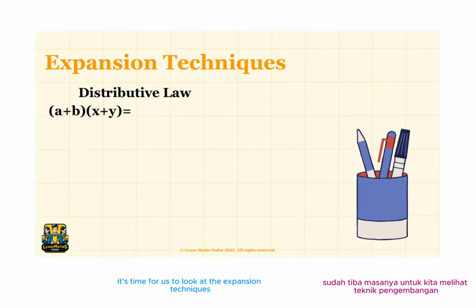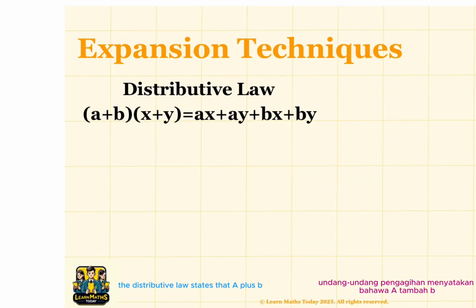Now it's time for us to look at the expansion techniques. We will first look at distributive law. The distributive law states that (a + b) multiplied by (x + y) would give us ax + ay + bx + by. This is how it comes about.